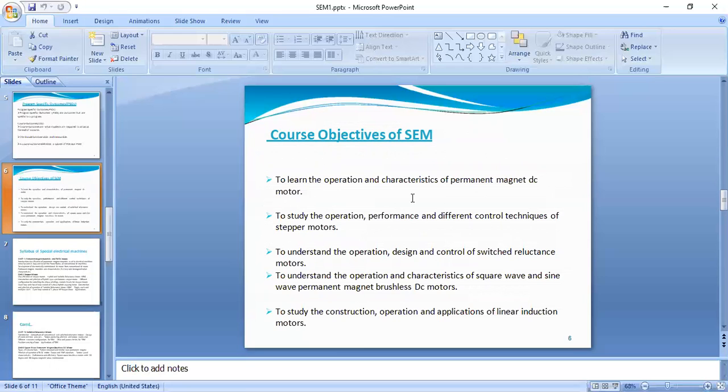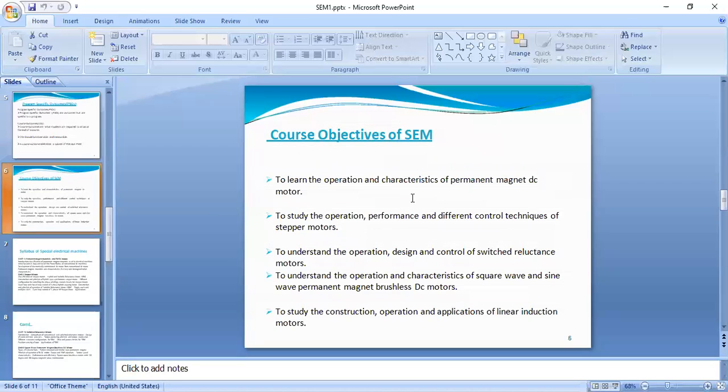Course objective is what the student will be able to learn in the course, or what the teacher is able to teach the student in the course. So for our subject, special electrical machines, we have written here 5 course objectives.